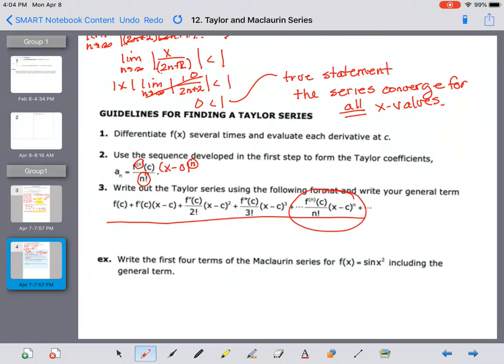Okay. So the last example says, write the first four terms of the Maclaurin series for f of x equals sine of x squared, including the general term. I'm going to stop right there, and we're going to start there on Tuesday.